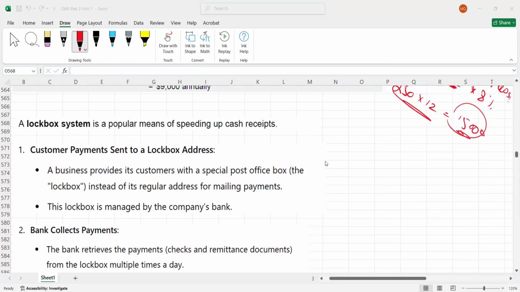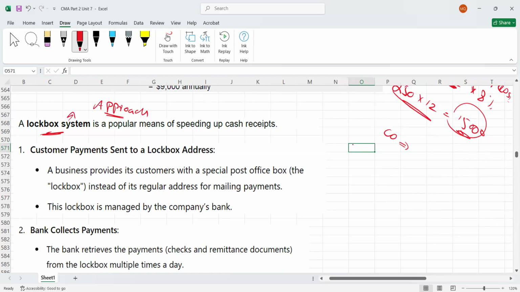Now, guys, we got it here, lockbox system to speed up cash collection. This is actually one approach to speed up the cash collection. So what is lockbox system? How does it work? Okay. So guys, please remember here. Actually, for example, you are a company.